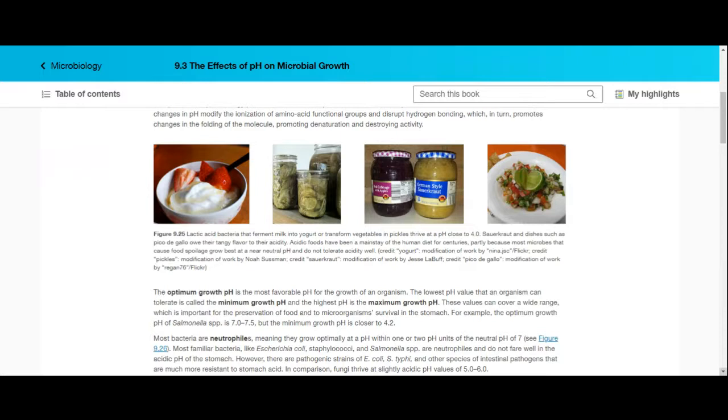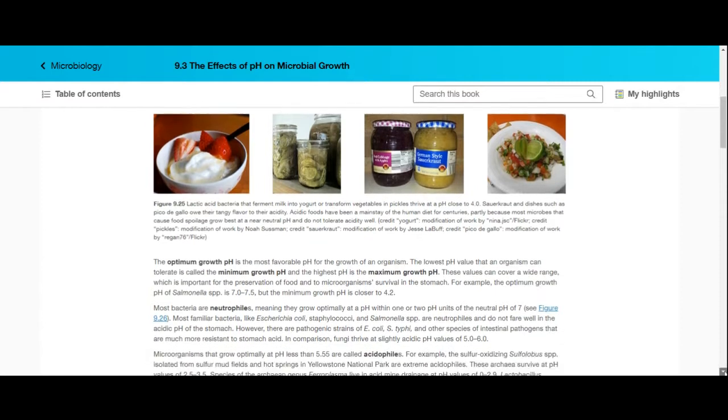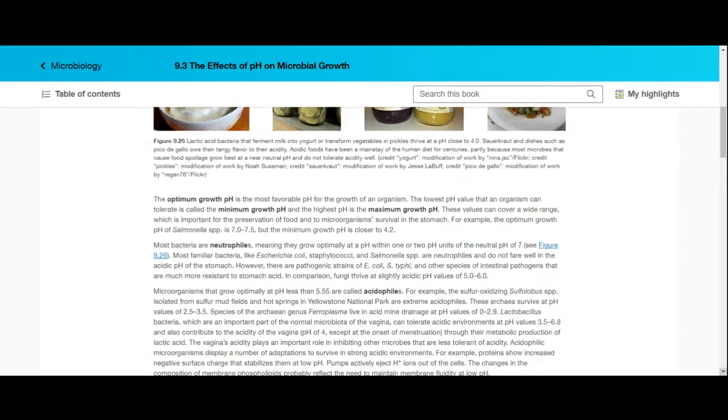Okay, you see there, most bacteria are what we refer to as neutrophiles. They grow in a neutral environment. So neutral is 7, so they're going to be somewhere between 6 and 8. However, when we look at some of the pathogens that affect the stomach, when we look at fungi, they like to be on the slightly acidic side. And so we still refer to them as neutrophiles, even though they're a little bit lower than 6.